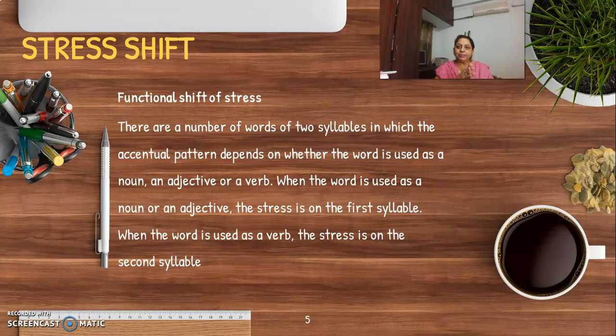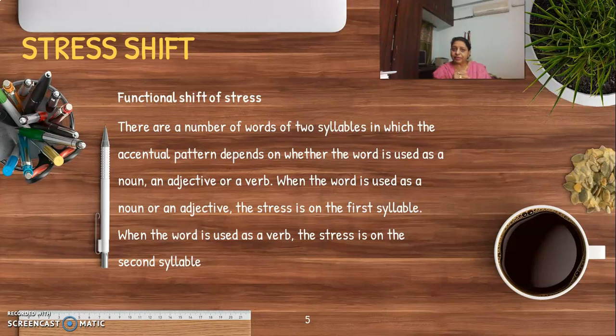Now, there is something called a stress shift. Due to the function of the words in a sentence, the stress shifts. So, it's called a functional shift of stress, based on the function of the word. We have many words, as you know, the parts of speech.